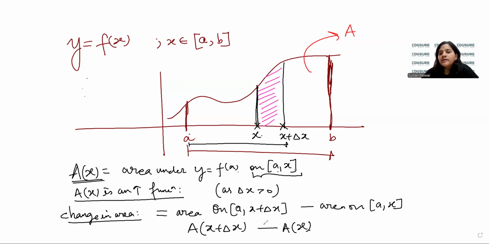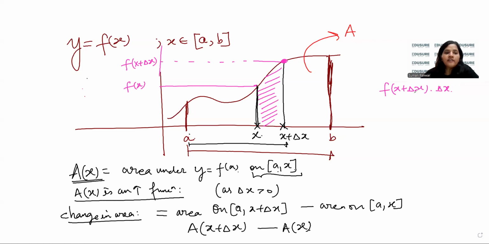Now consider this product f(x + delta x). This is f(x + delta x), and this is f(x). Suppose you consider a rectangle whose height is f(x + delta x) and whose width is delta x. What area are we going to get? We are going to get this upper rectangle.